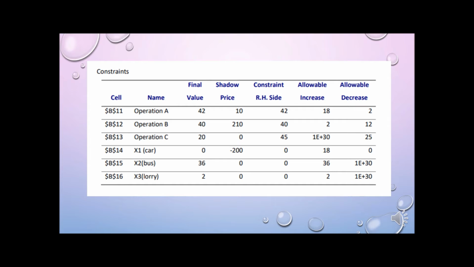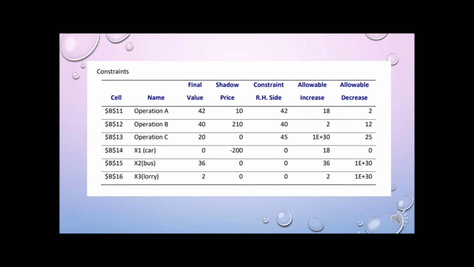Okay, operation B. Constraint right hand side is 40. So the final value that had been used 42. Allowable decrease is 12. It can be decreased twice in right hand side to make profit maintain. Allowable increase is 2, so it can increase 2 units to make profit increase. Shadow price is 210. If increase 2 units, then the price must be 210 to get profit.